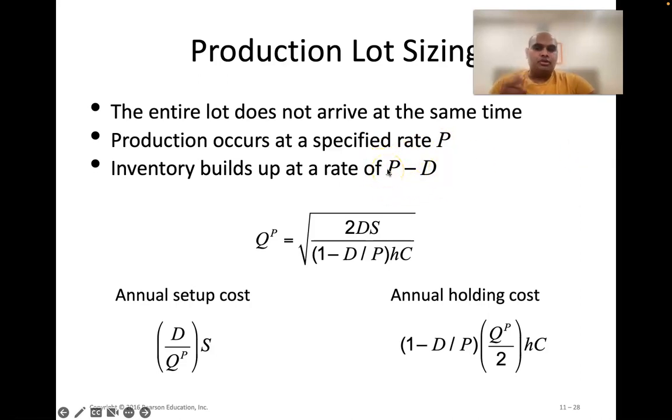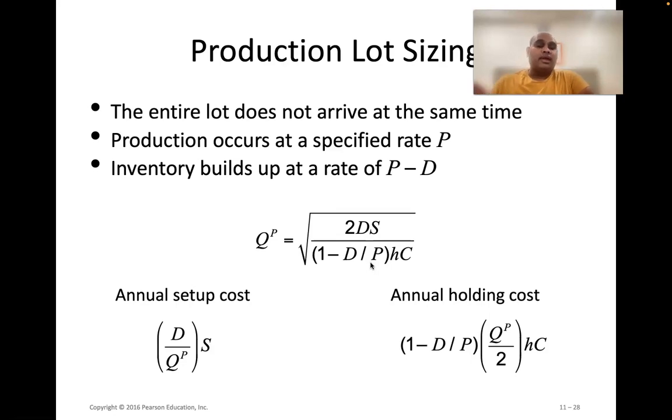So with that in mind, if you do the calculations, you'll find that the optimal production lot sizing quantity is the square root of 2 times D times S over H times C, times this factor here. This factor is 1 minus D over P. So D over P is the ratio of demand to production, and this has to be less than 1. If your demand outstrips production, then you can never catch up.